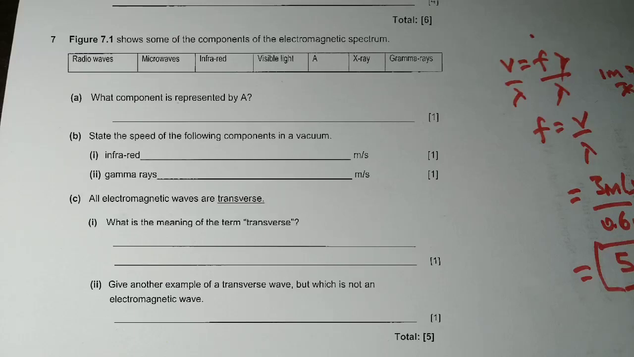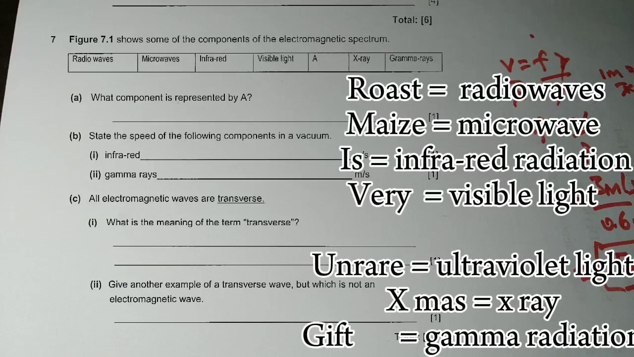Here it's quite easy. I have a mnemonic there: ROST MAZE is very unrare X-mass gift. ROST simply means radio waves, M microwaves, I infrared, V for visible light, and rare, that is ultraviolet. Then X-mass stands for X-ray and gift for gamma rays. So component A is ultraviolet light.